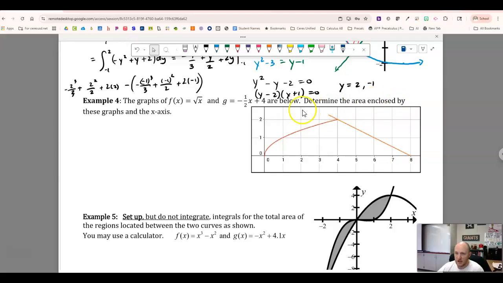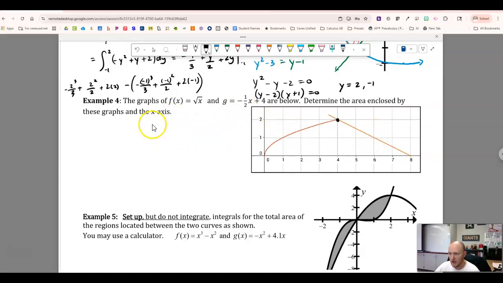Determine the area enclosed by these graphs and the x-axis. So this might seem initially like an area between two curves, but really it's these graphs and the x-axis. You could set this up in terms of y, right minus left, but you'd have to convert both of these in terms of y.